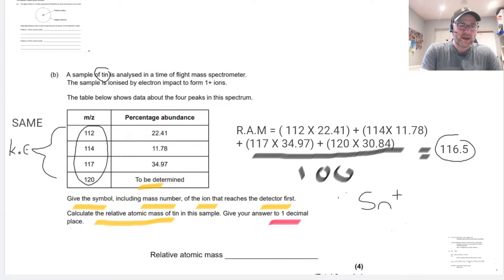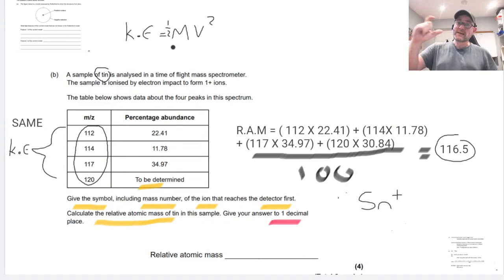But remember the formula here. KE equals half m v squared. So in order to have the same kinetic energy, the one with the smallest mass must have the highest velocity. So it's actually 112. It has to have the highest velocity because it's got the lowest mass. Those there are the mass numbers. Think of m/z normally as just the mass number. It is the mass charge ratio, but as it's normally plus one, it's the mass over plus one, so it's normally equal to the mass number.